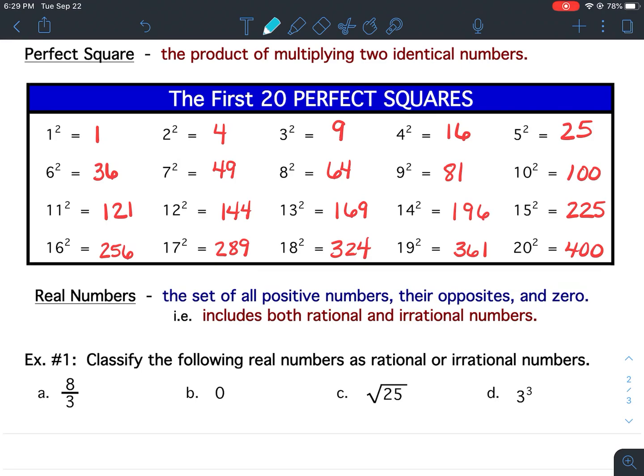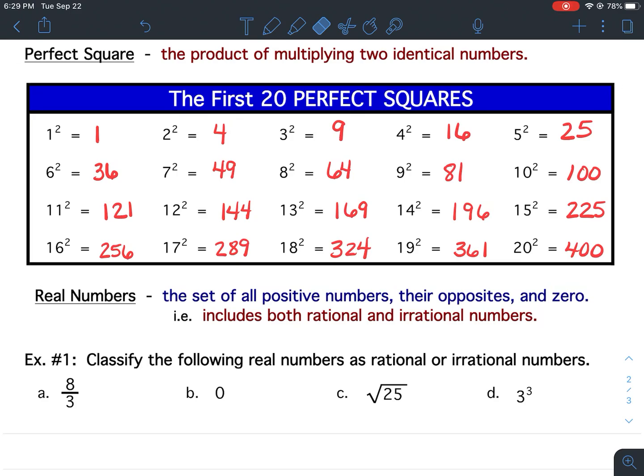But if I take the square root of any number in between them, it would be an irrational number. In other words, let's say 55. 55 falls between 49 and 64. 49 is a perfect square. 64 is a perfect square, but 55 is not. Therefore, the square root of 55 would be an irrational answer. Or an irrational number, I should say.